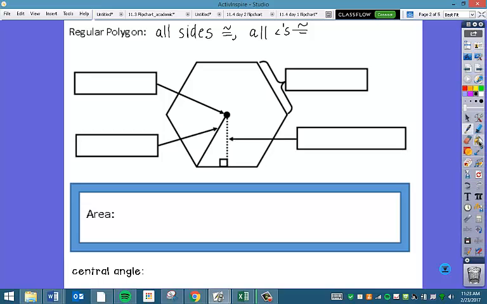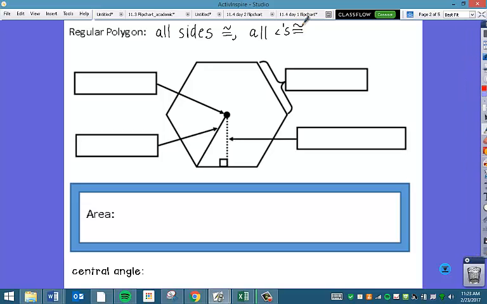There's a special formula that works just for regular polygons. But there's some important vocab that we need to talk about first. So this point right here is the center of your polygon. That's the center point. And so the distance from the center to the vertex, this distance right here, is called the radius. Just like the radius of a circle is the distance from the center of your circle to the side of the circle, the radius of a polygon is the distance from the center to the vertex. This is a side.